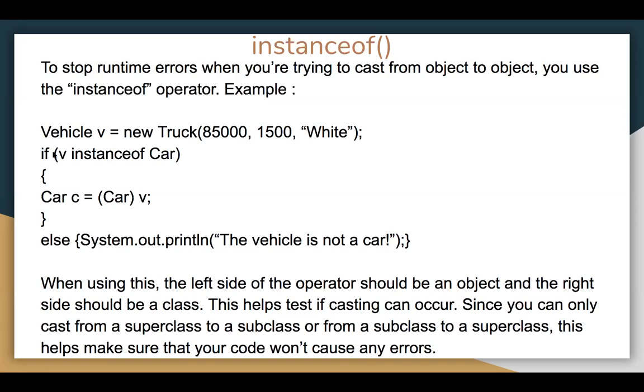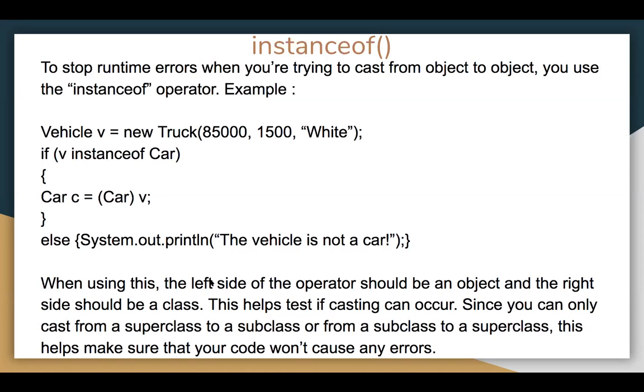So in this case, we're saying that if v is related to Car, then we create a car here and cast it to a car. But else, we print out the vehicle is not a car. And in this case, it would print out the vehicle is not a car, since the truck and the car are not related.